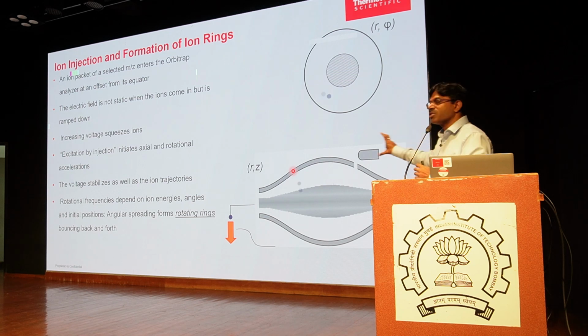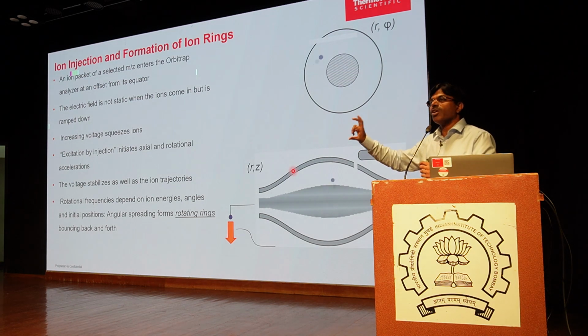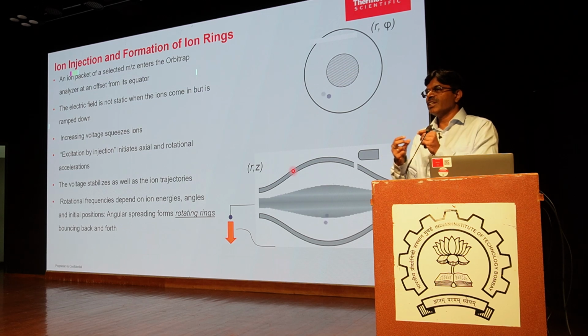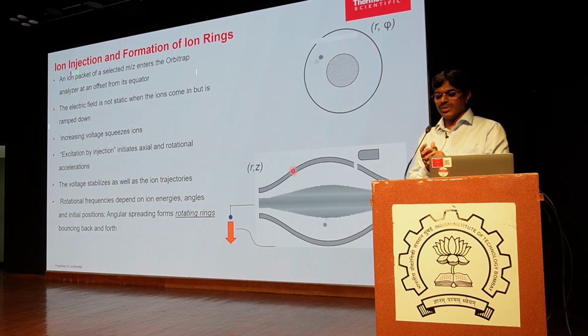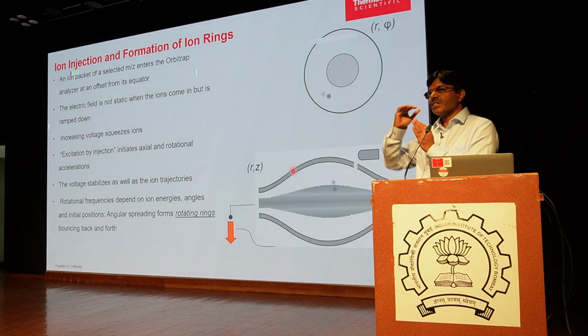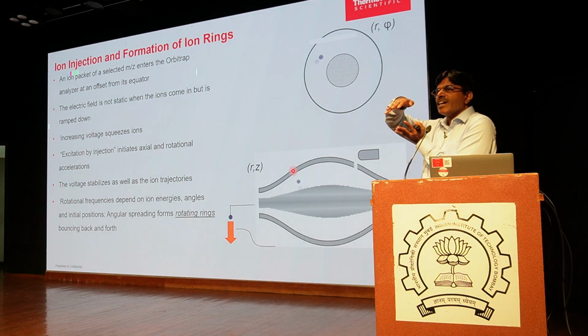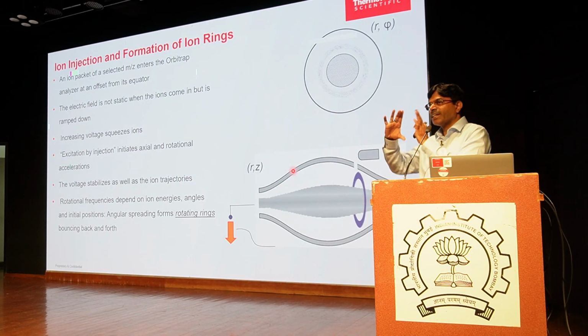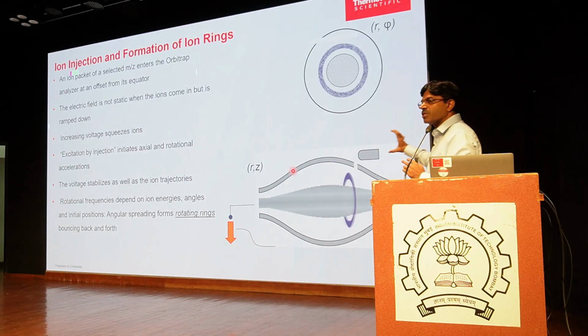When it oscillates, each packet of ions, each m/z, oscillates with a certain frequency. The lower mass ions come very close, and the higher mass ions stay a little higher. So all these ions are at different levels, they form a packet of waves, and they start oscillating.